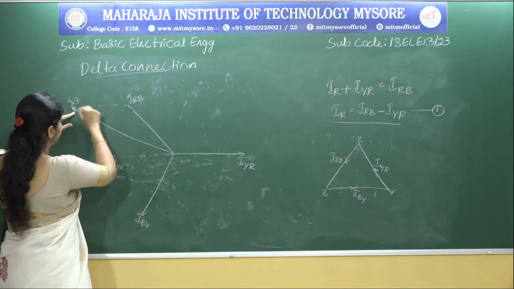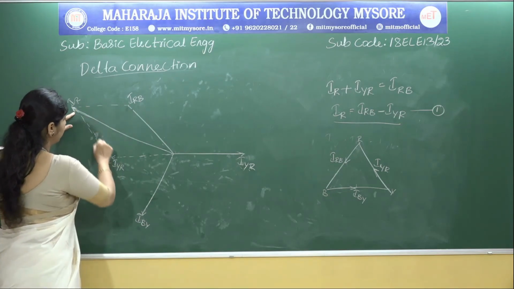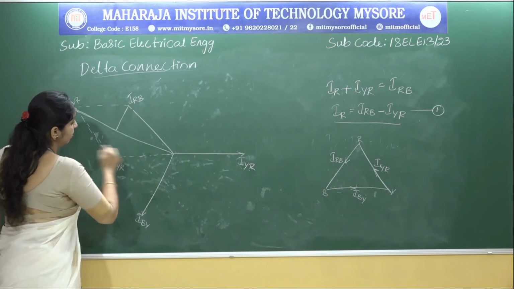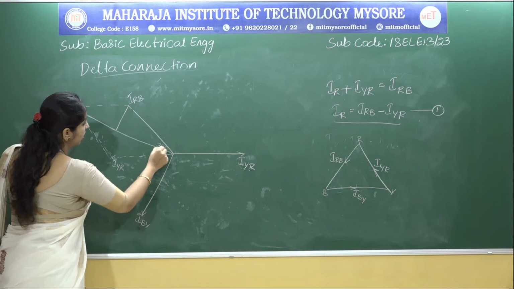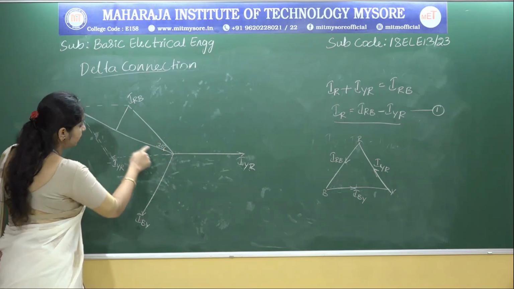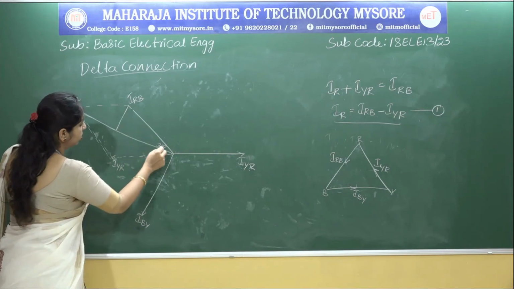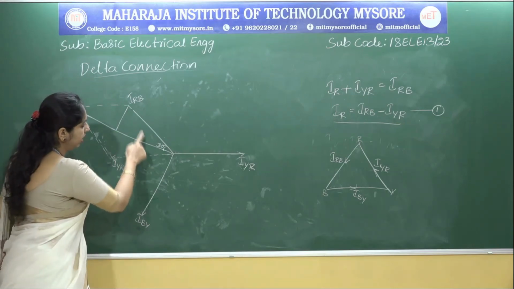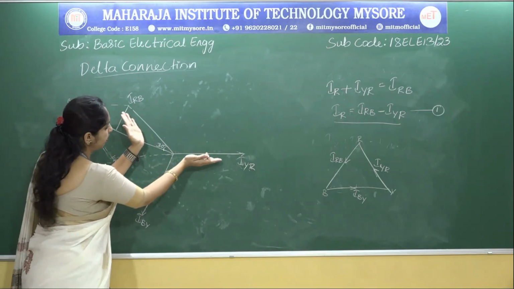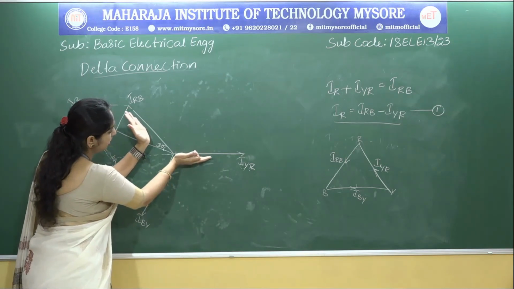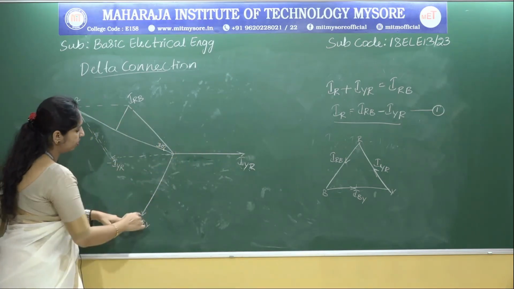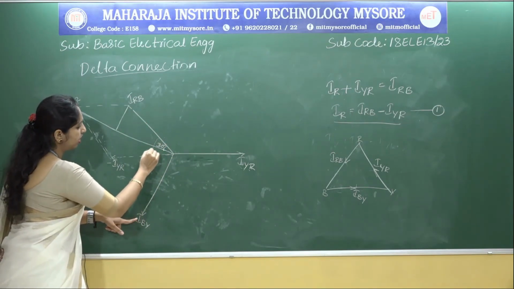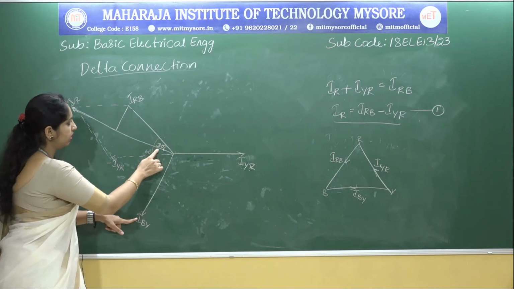Now we need to join these lines to have the parallelogram. And here, to find the angle, it is 30 degree. To find the angle difference between the line current and the phase current, what is the angle between them? You know that the angle difference between these two lines is 120 degree. From this point to this point is 120 degree, from here to here it is 60 degree, and from this point to this point it is 30 degree.